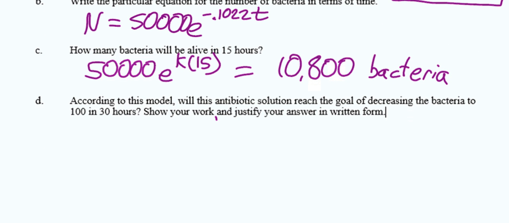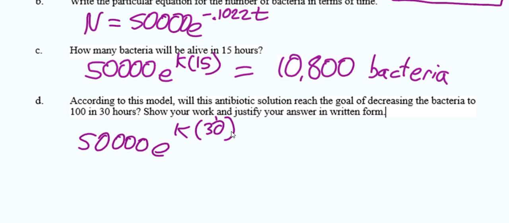According to this model, will this antibiotic solution reach the goal of decreasing the bacteria to 100 in 30 hours? Show your work, justify your answer. So 30 hours, very similar to what we just did in the part right above. We're going to plug in 30 now. So it starts at 50,000, e to the k times 30. And we want to know if that gets down to 100 bacteria like it's supposed to.